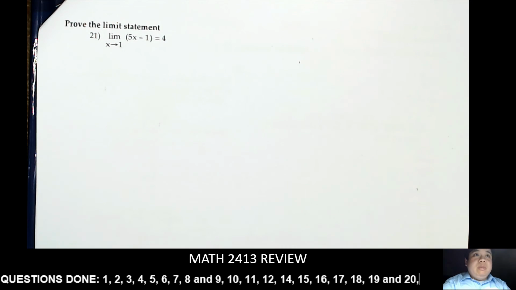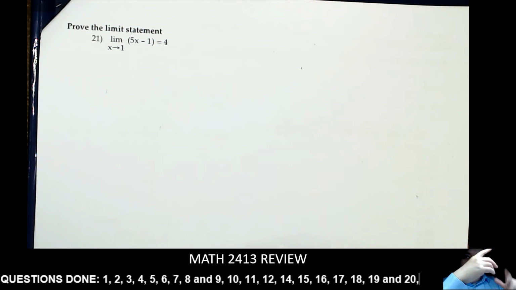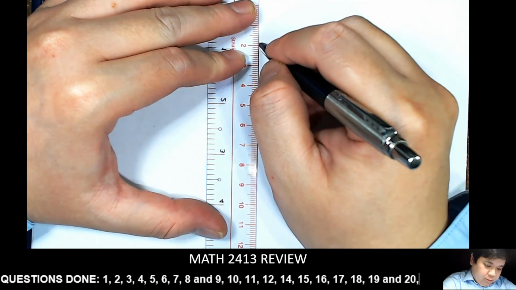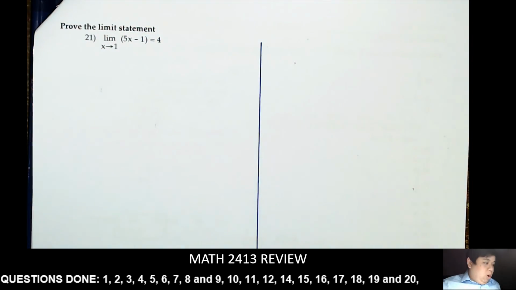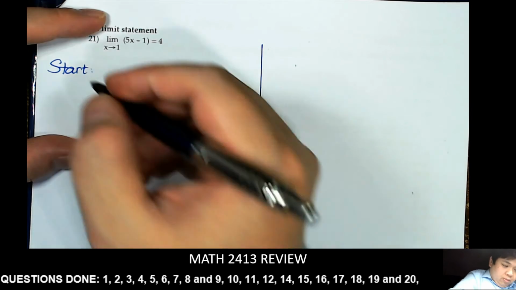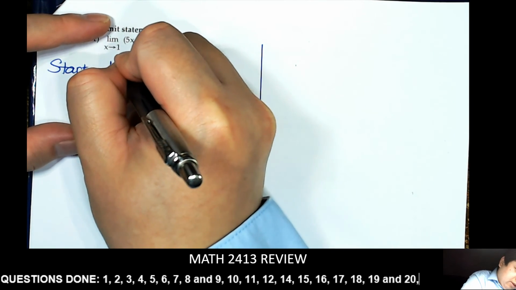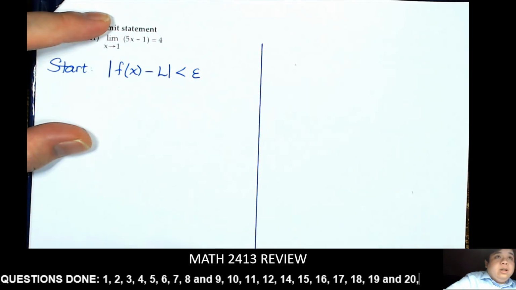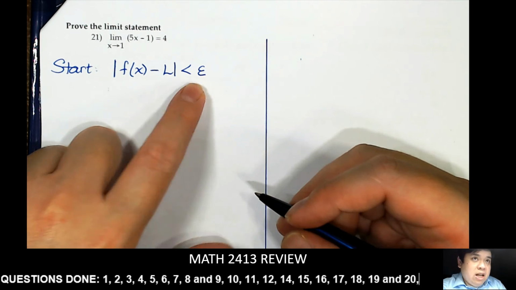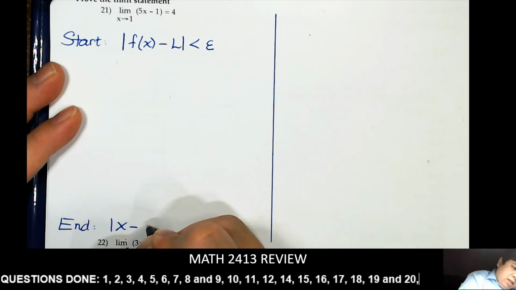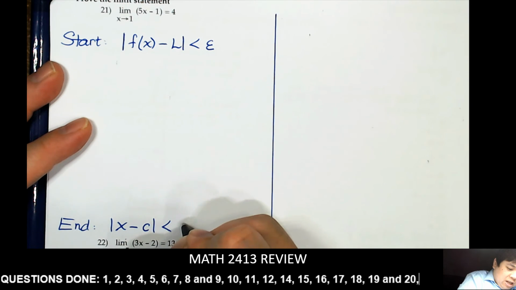Right, so to write the limit statement, we're going to write the proof forward, and then we write it backward. The actual proof is the backward. Right. So what we start with is here, where we start with this statement. We start with the function minus the limit less than epsilon, and at the end we're going to end with x minus c or a less than delta.